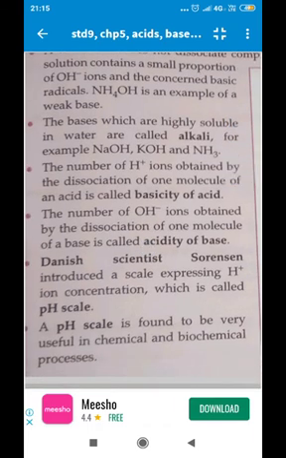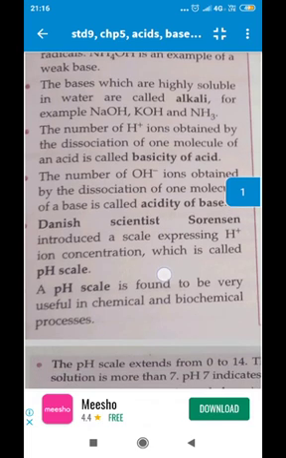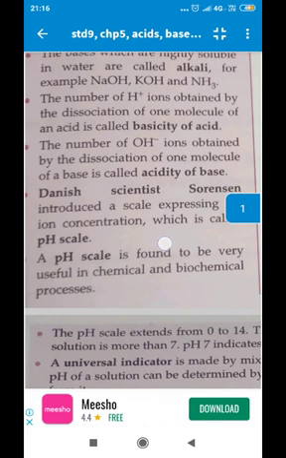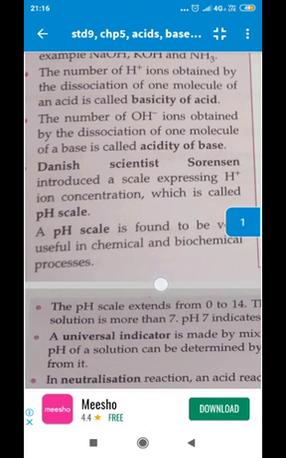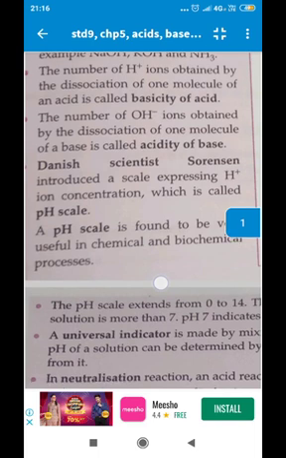The bases which are highly soluble in water are called alkali. For example, sodium hydroxide, potassium hydroxide, ammonia. The number of H plus ions obtained by dissociation of one molecule of an acid is called the basicity of an acid. The number of OH minus ions obtained by dissociation of one molecule of a base is called the acidity of a base.